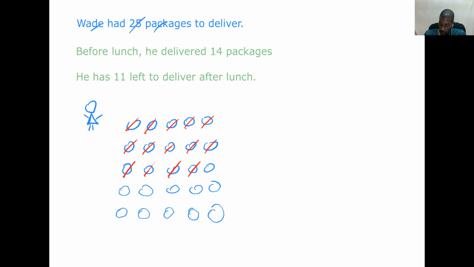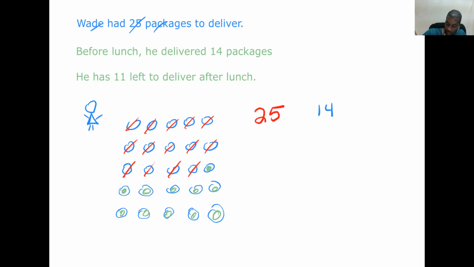Well, let's see if that's true. Is it 11 packages? 1, 2, 3, 4, 5, 6, 7, 8, 9, 10, 11. That is true. We have 11 packages left. So how could I represent this with numbers? Well, let's start with what we know. We know we had 25 packages at the start. And then we got rid of 14 of them.